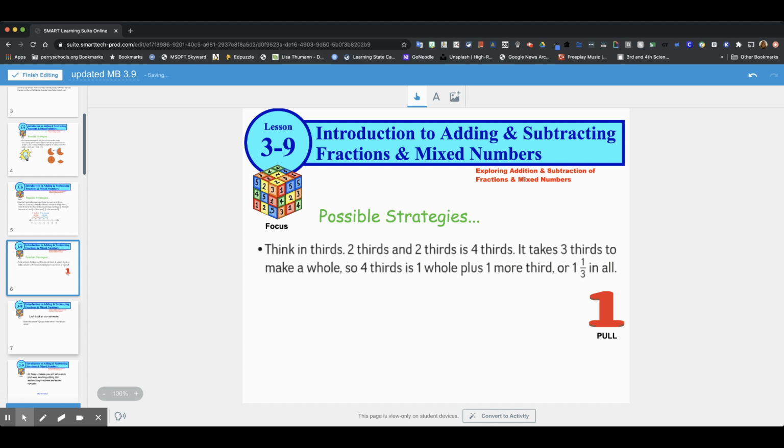Another strategy, thinking about thirds. We know 2/3 and 2/3 is 4/3. It takes 3/3 to make a whole. So 4/3 is 1 whole plus 1 more third, or 1 and 1/3 in all. I'm going to write this out. We can see 2/3 plus 2/3. We know we're dealing with thirds, and that would be 4. And we know that 3/3 equals 1. So if we take out 3/3 from there, do a fair trade, we would get our 1, and then we would have 1/3 left over.